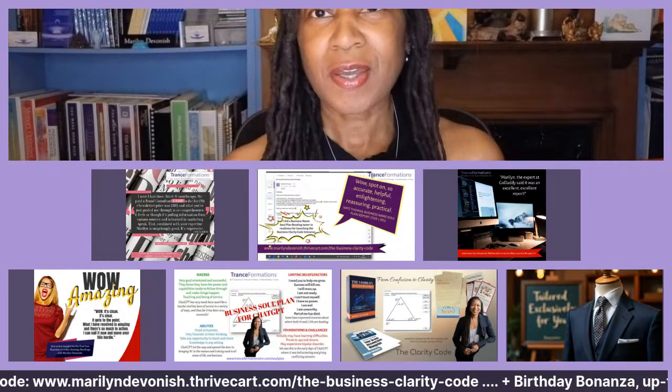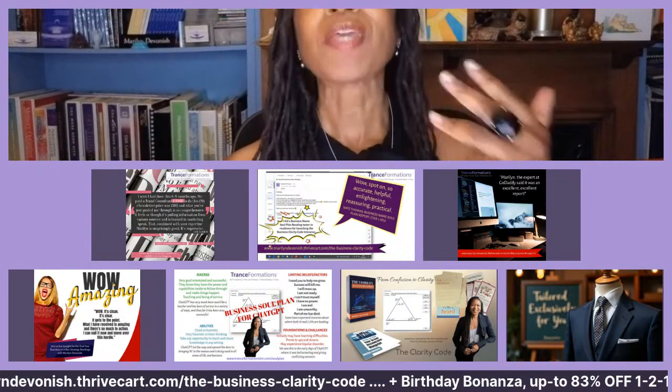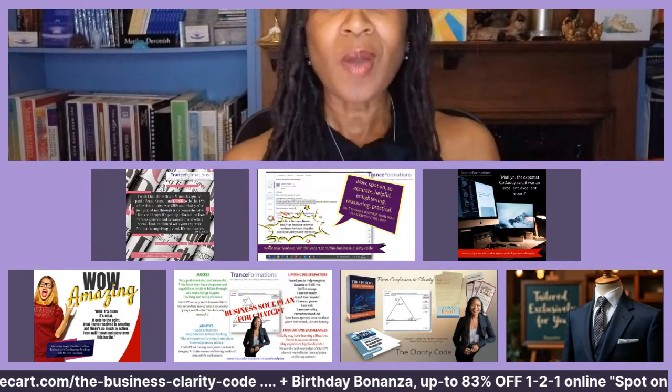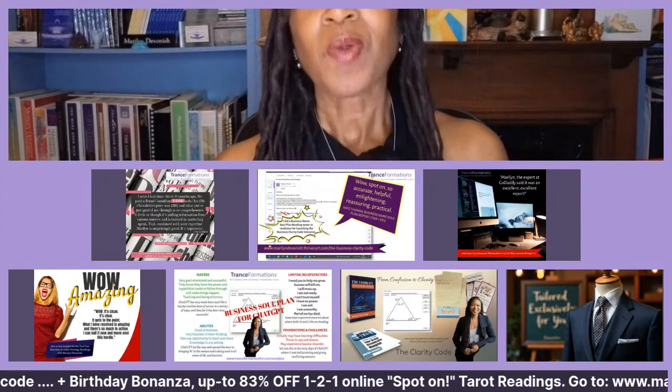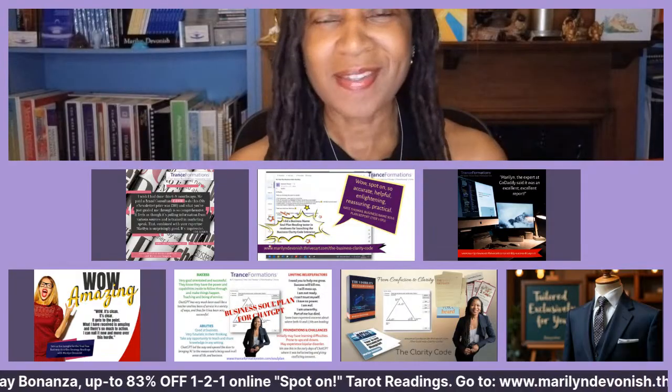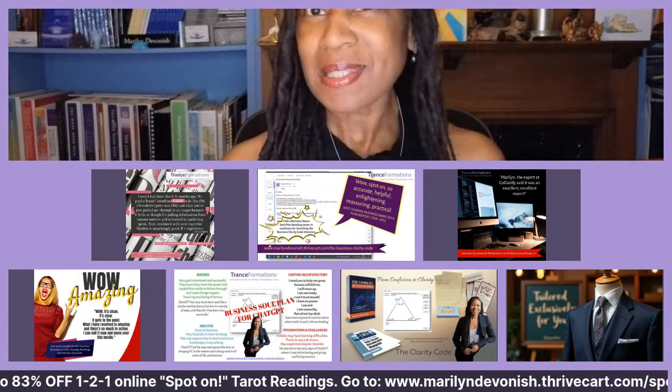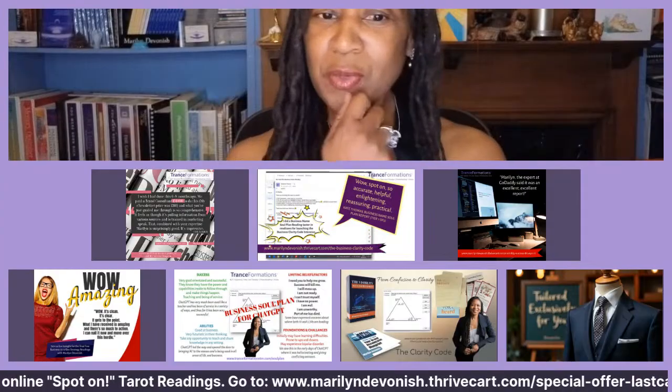And with the Business Clarity Code, it's not one, it's not two, it's not three, but it's four of those pillars. Now, what I'm going to show you are the individual pillars. And this is a bit like a gestalt, where the whole is far greater than the sum of its parts. So let's start breaking it down. So which one are we going to start with?